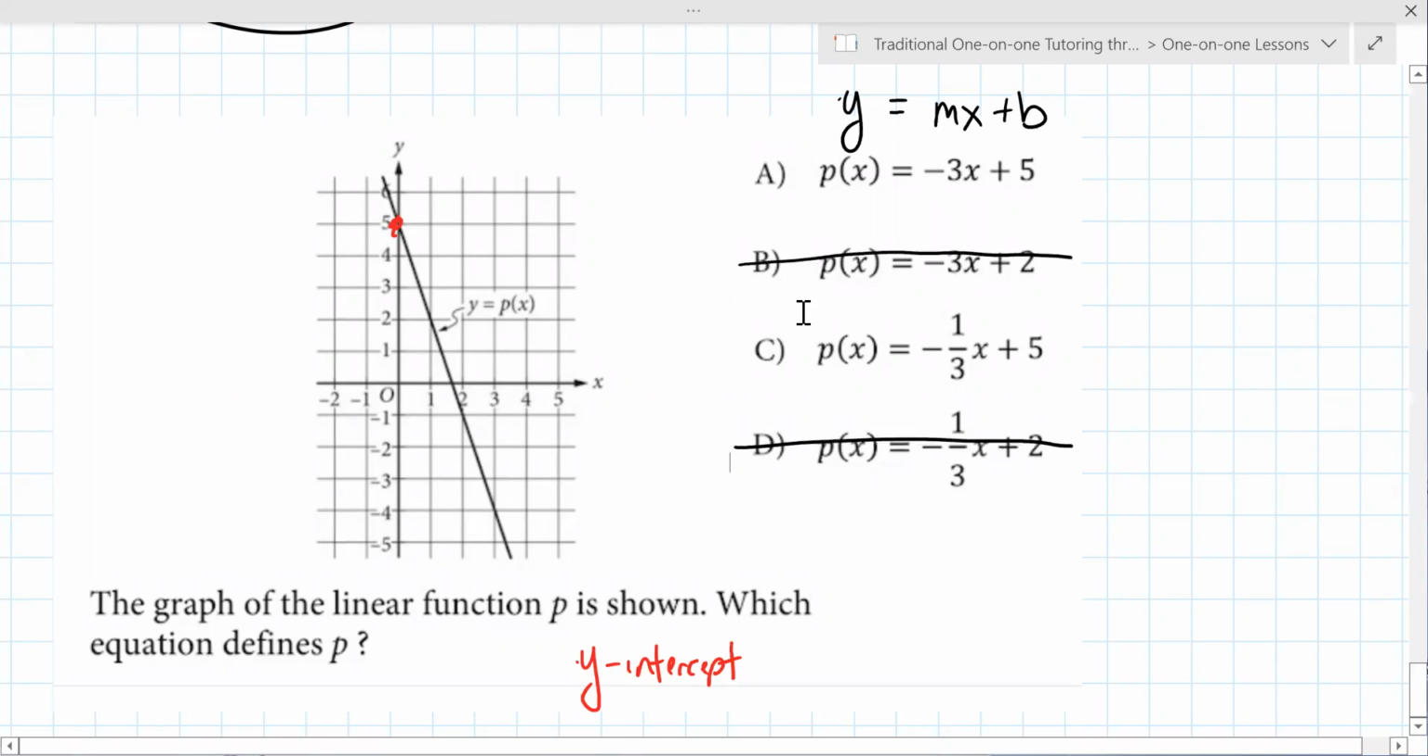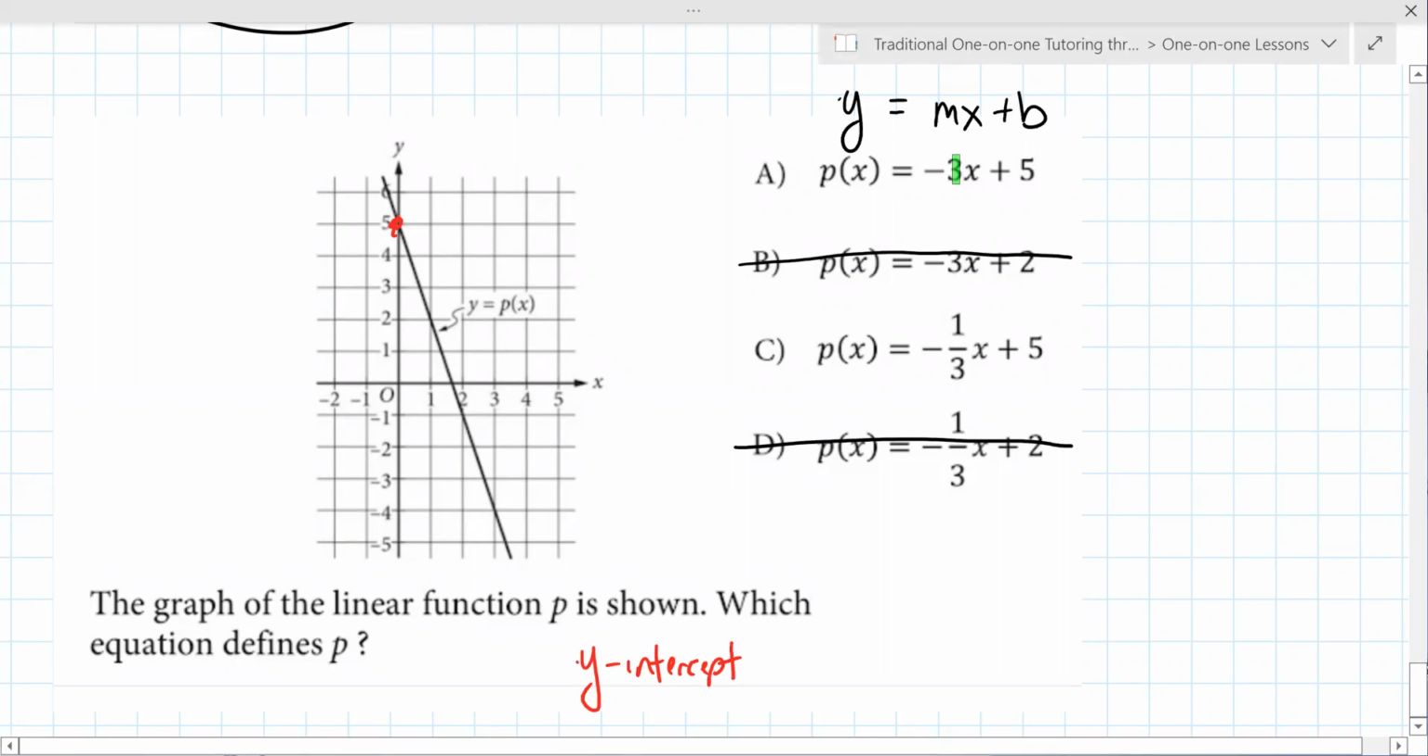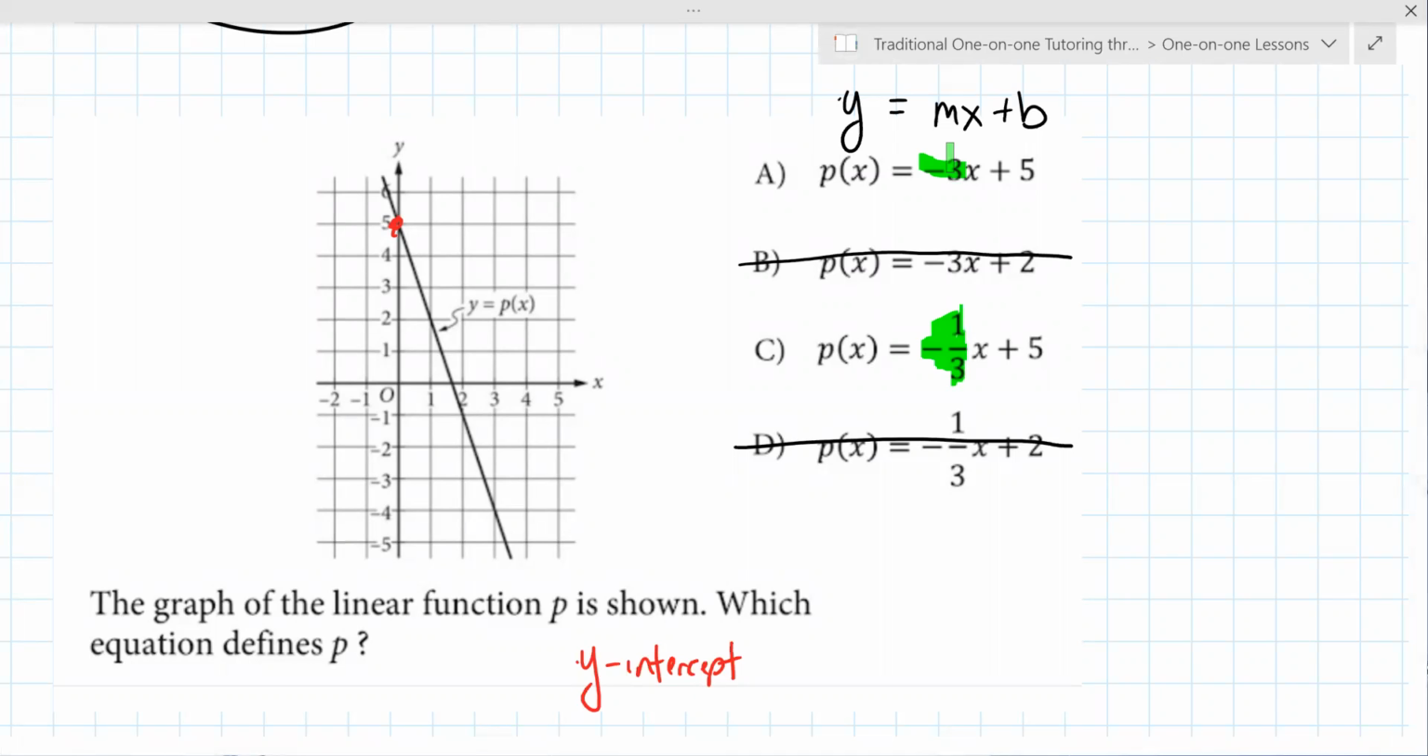And now we have to decide between the slopes. So what is the difference between A and C? What are the different slopes that you see? Tell me in words, what are the different slopes that you see?